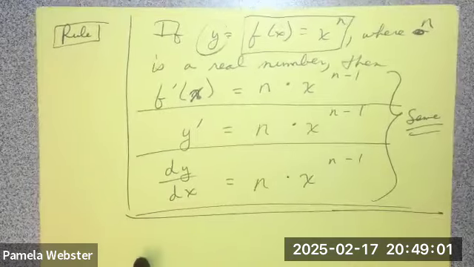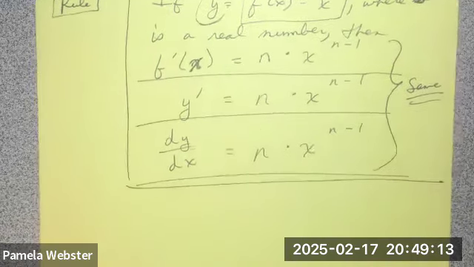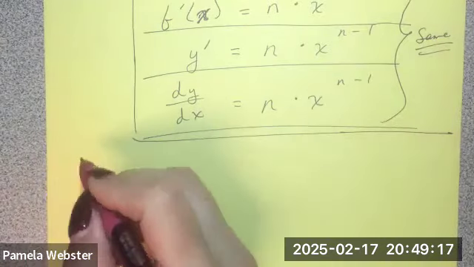Okay, so what are we going to do? We're going to pull the exponent down. We're going to write it out in front. We're going to multiply. And once we have multiplied, then we will subtract 1 from the exponent to get our new exponent. All right. So, question.